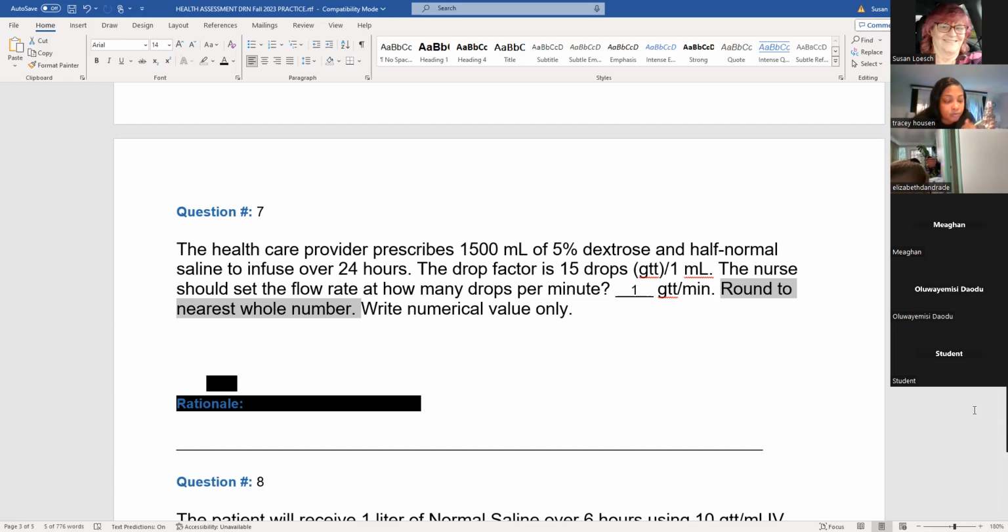And when you're looking for volume, you're always looking for something that has mL next to it. Or it might have liters, in which case you would convert it to mLs. So what's your volume? 1,500. Okay, and what's your time? 24 hours. 24 hours, and we're going to multiply that times 60 for a total of 1440 minutes, right? Yes. Okay, and then our drop factor is 15. Yes. 16.